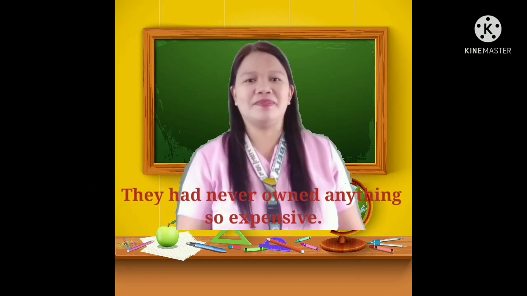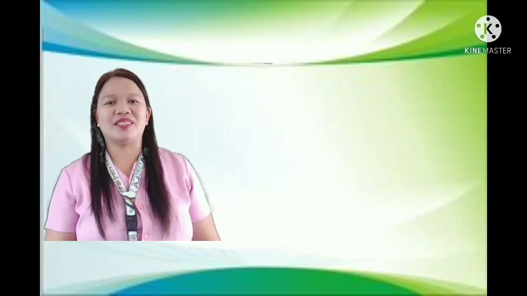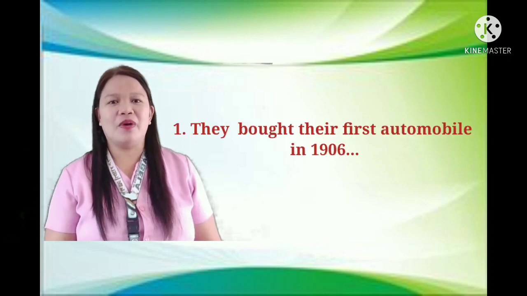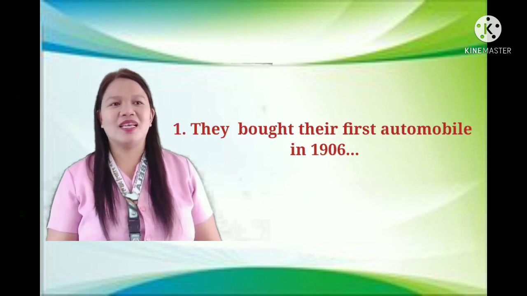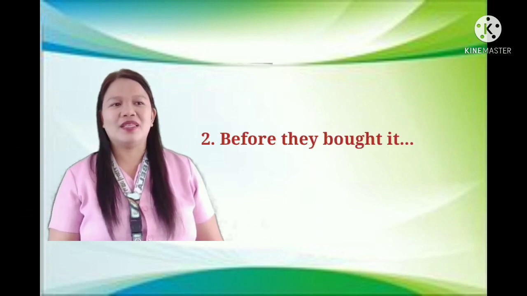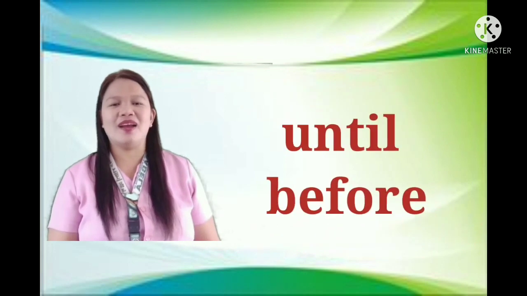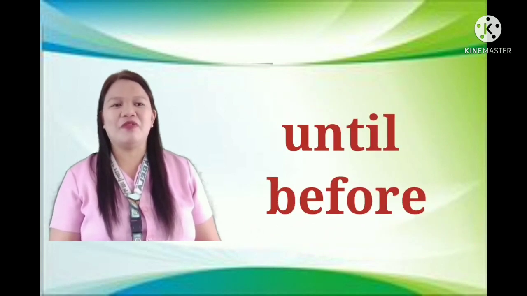What did you notice in the forms of verbs used to denote the earlier of the two past actions? The latter past action used the simple past tense of the verb. Example: they bought the first automobile in 1906. Before they bought it, they had bought the car. And the time expressions used are until and before.